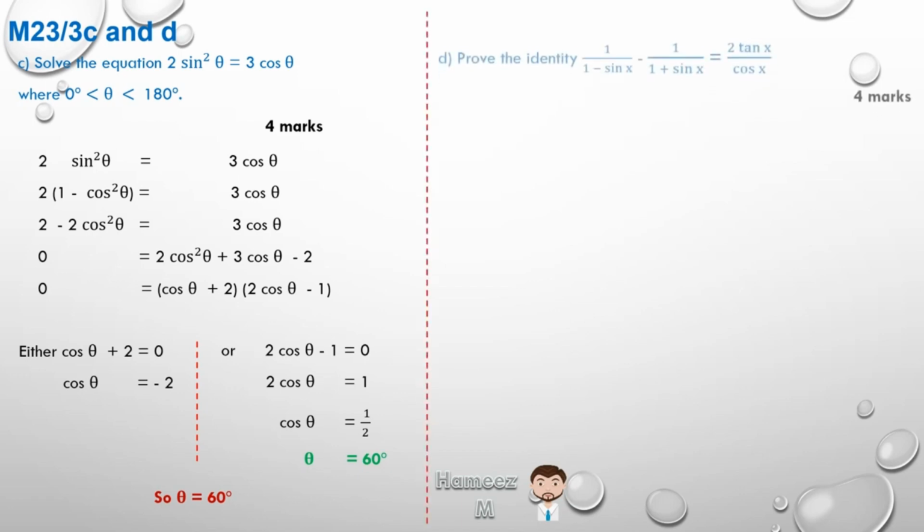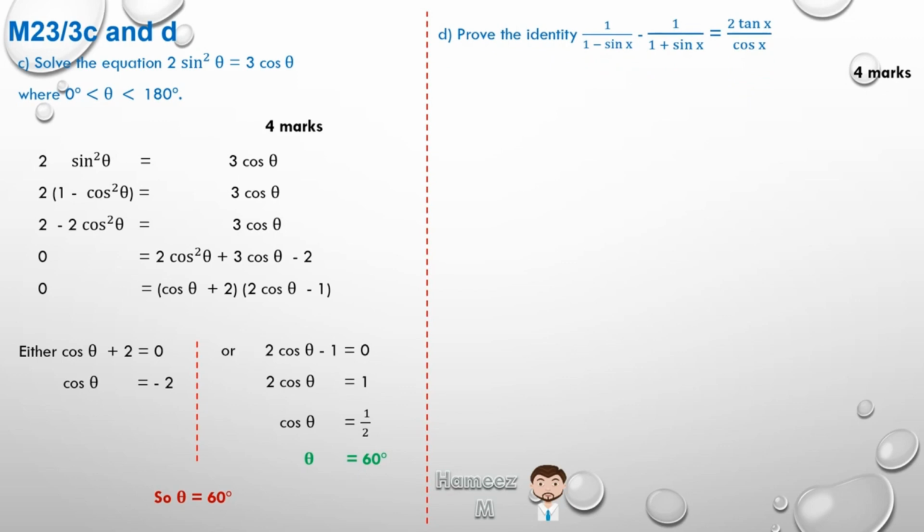Part D, last part of this section. Prove the identity 1 over 1 minus sine theta minus 1 over 1 plus sine theta is equal to 2 tan. So we can use either the left side or right side. So we'll recall on the left-hand side that 1 over 1 minus sine x minus 1 over 1 plus sine x. So we pretty much have two fractions that we're subtracting.